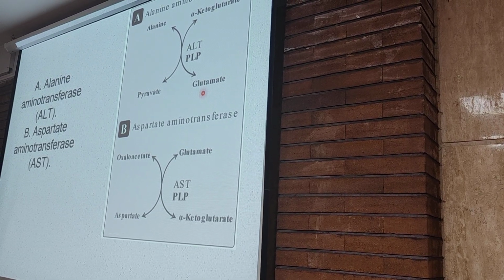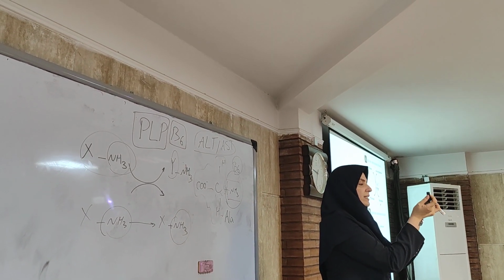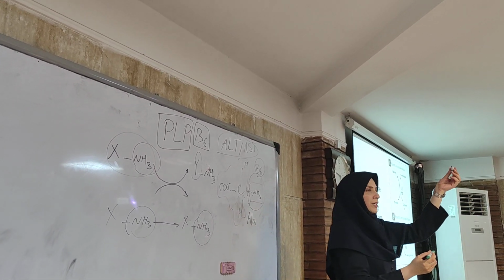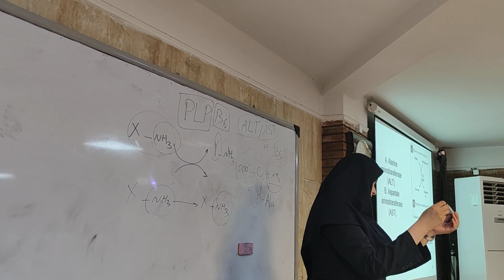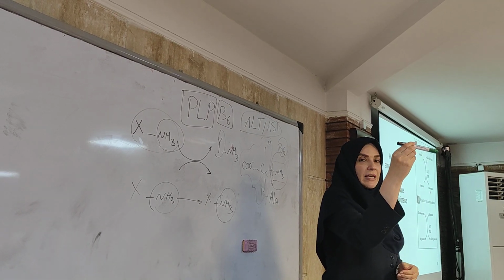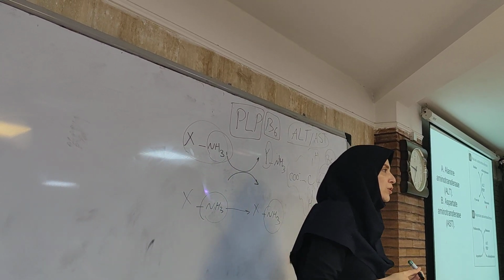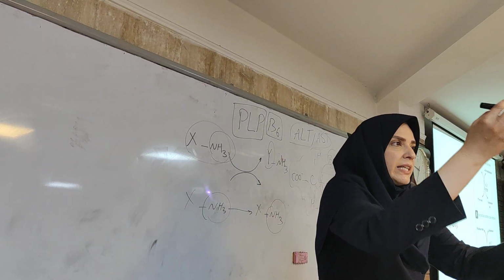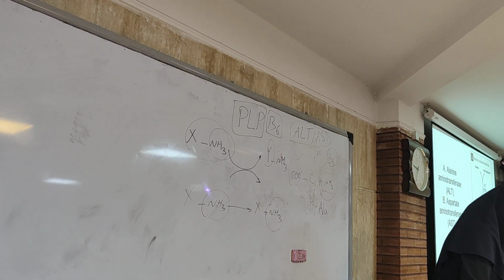And please pay attention to the role of glutamate. For example, this is the alanine, and this is alpha ketoglutarate. Alanine converts to pyruvate and donates its amino group to the alpha ketoglutarate. Now it is a glutamate. Please pay attention to the role of glutamate. As you can see here, glutamate is the lovely amino acid. Why? Because it carries all the amine. For example, glutamate carries all the amine groups of other amino acids.